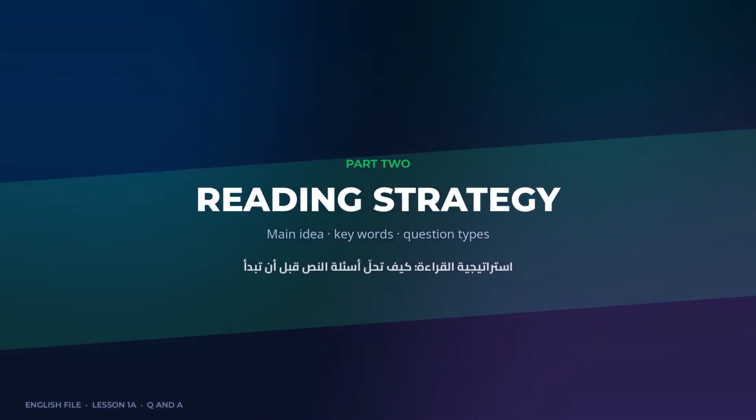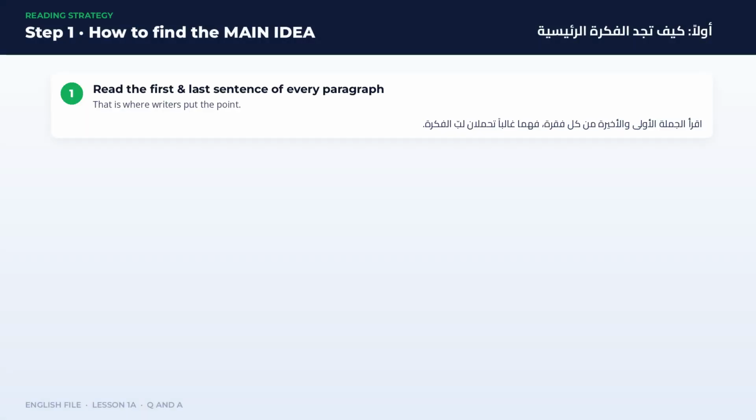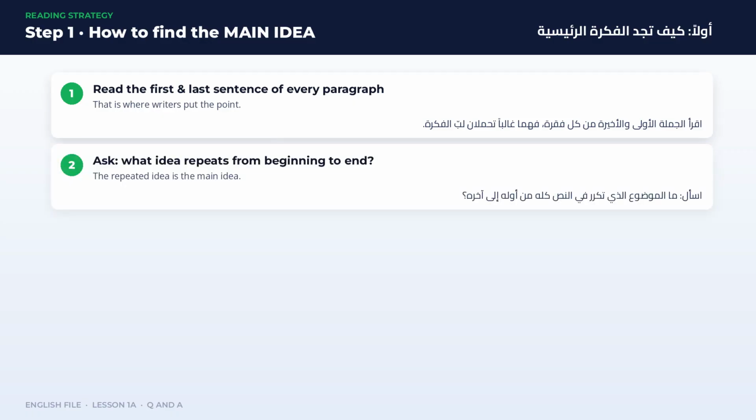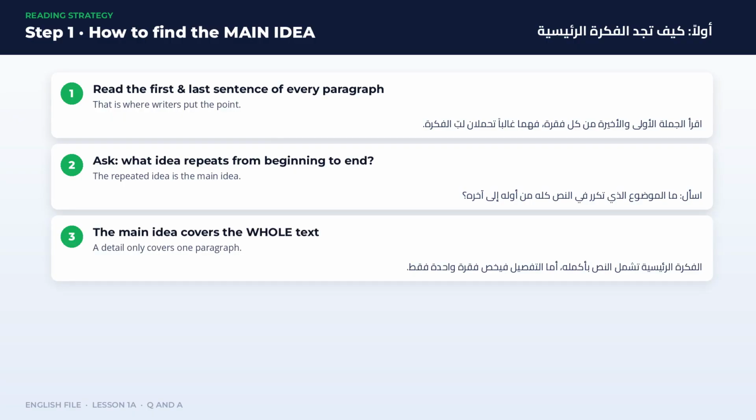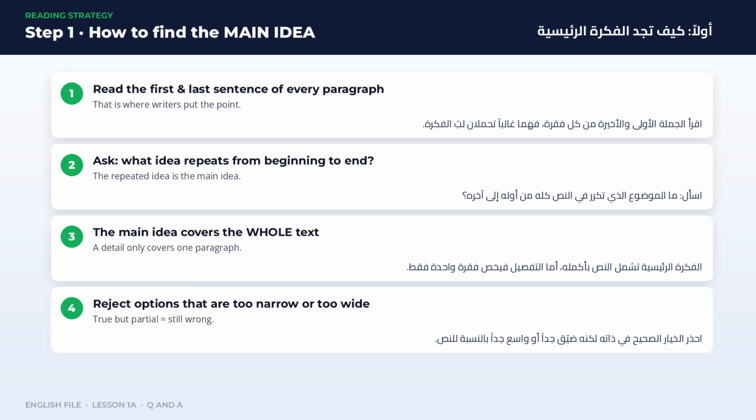Part 2. Reading strategy. Do not answer a single reading question until you can do these 3 things. Step 1. Finding the main idea. 4 moves. Read the first and the last sentence of every paragraph, because that is where writers put the point. Then ask yourself, which idea repeats from the beginning to the end? That repeated idea is your main idea.